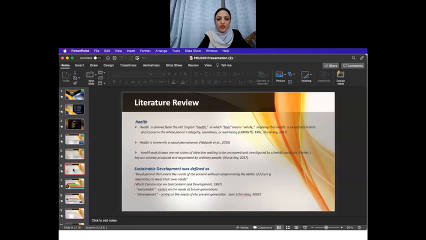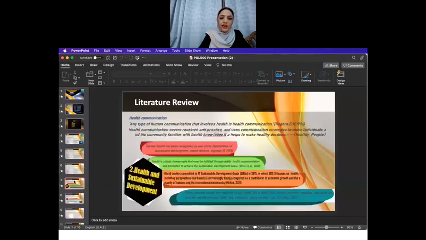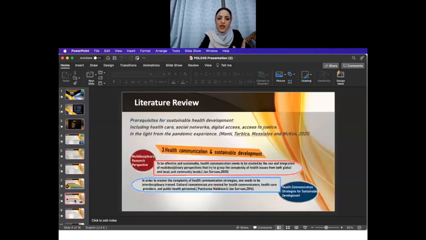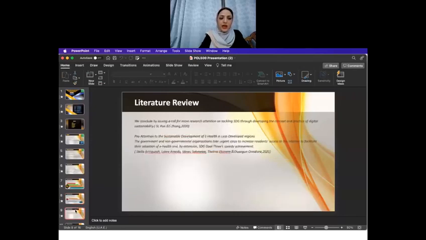Moving to the literature review, it is divided into health, sustainable development and how it was defined, and then health communication, the multidisciplinary research perspective, the health communication strength and strategies for sustainable development, and the conclusion out of it.